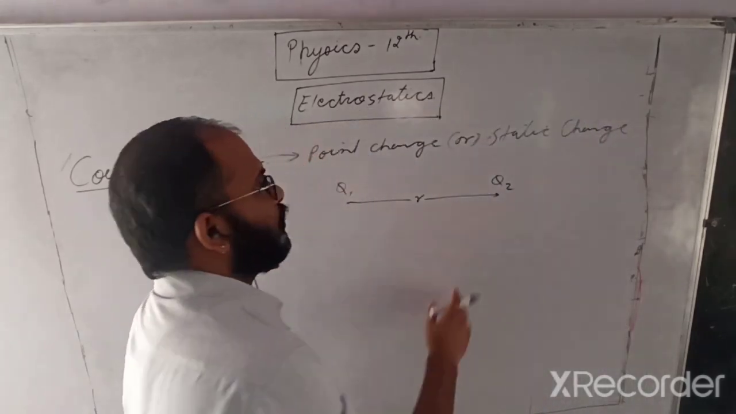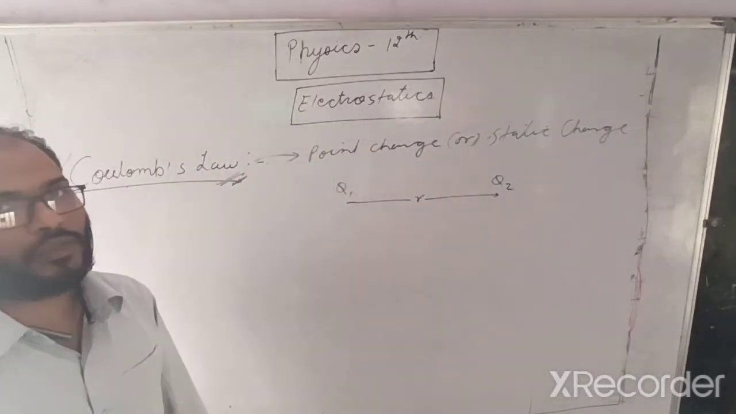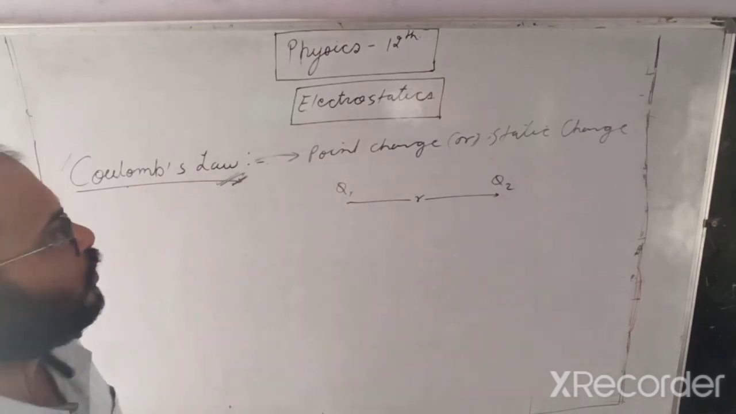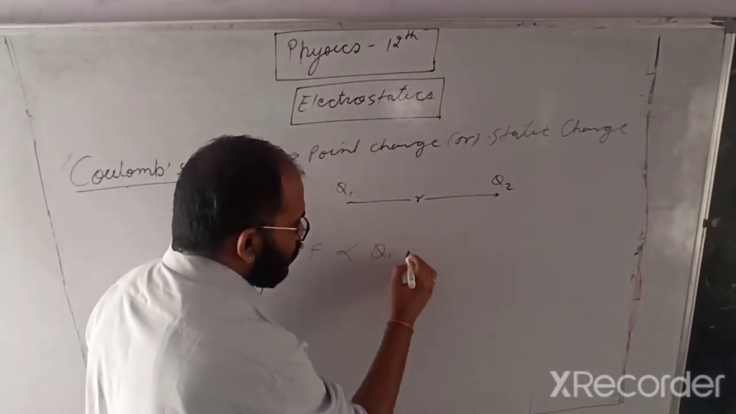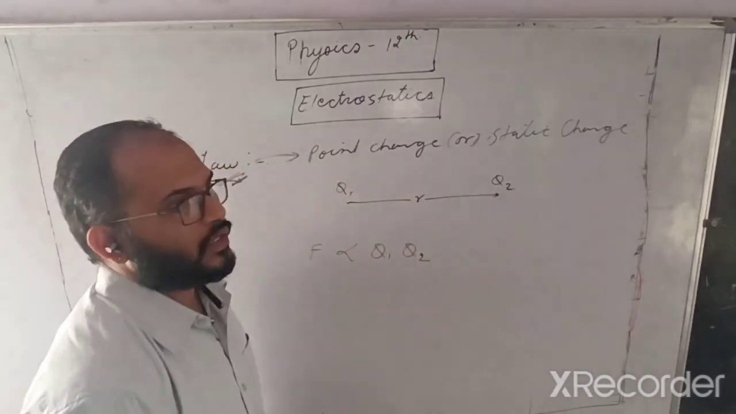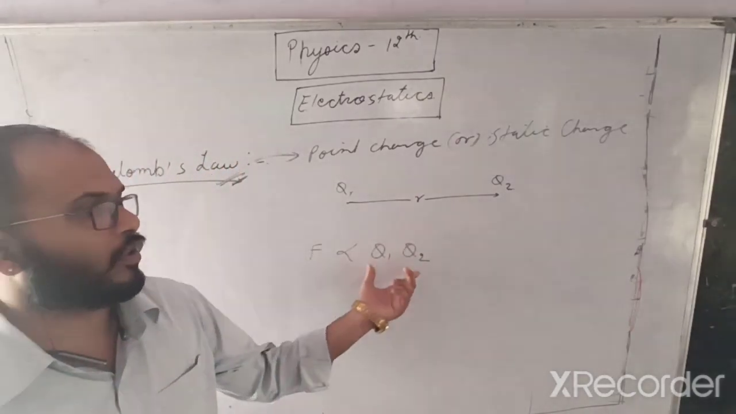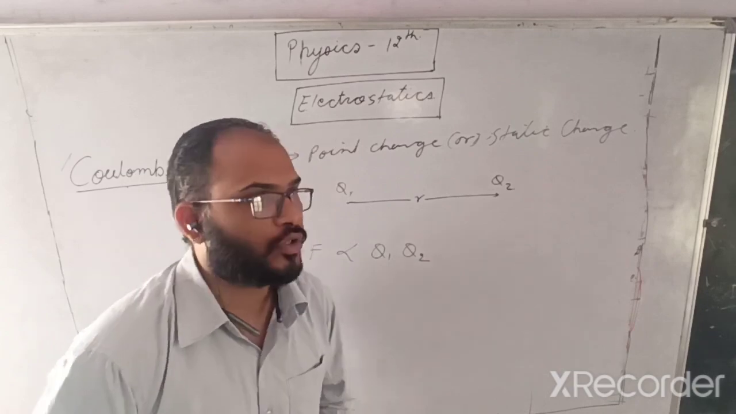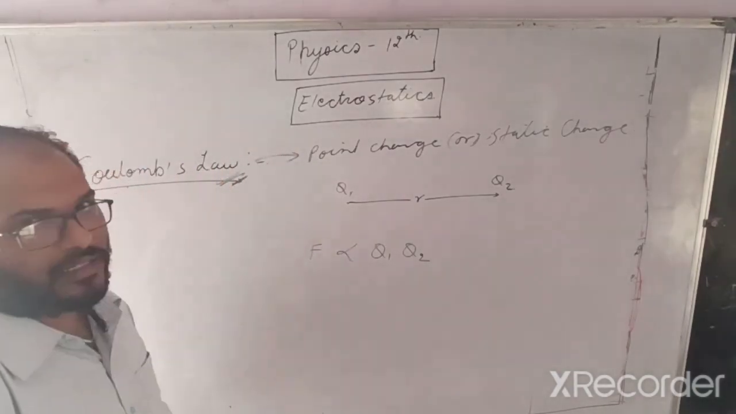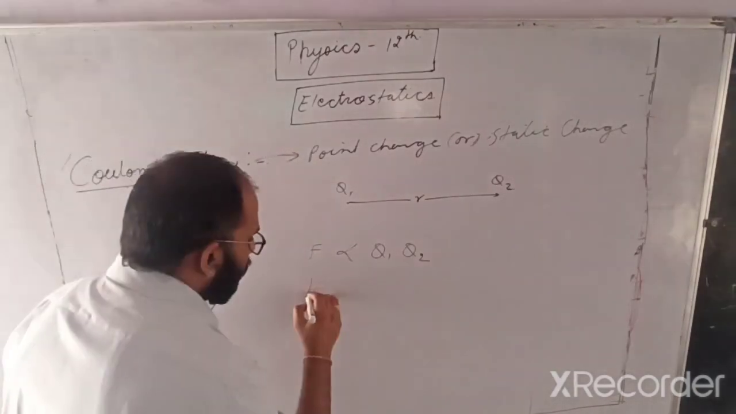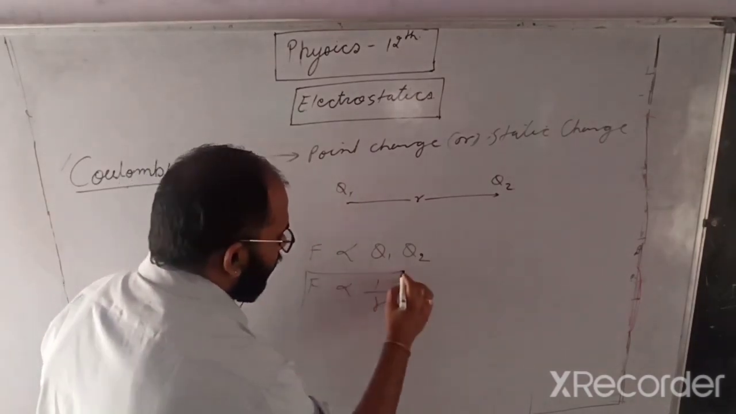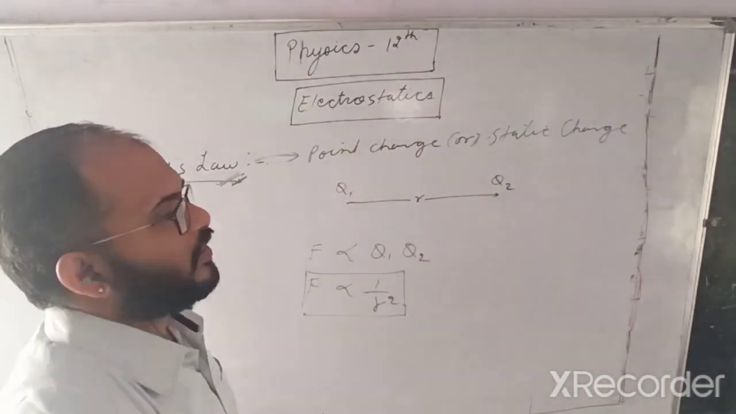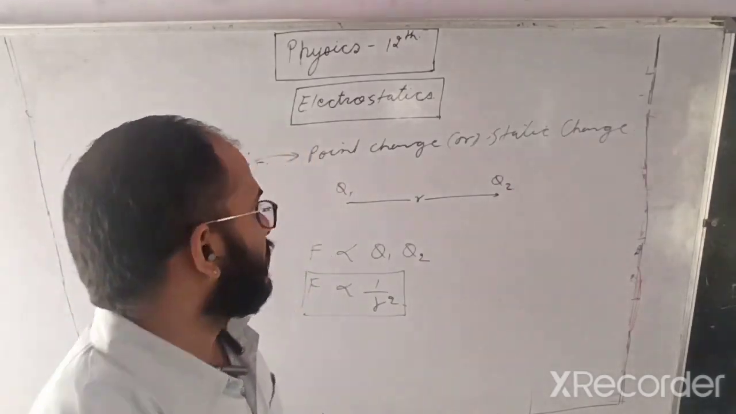The magnitude of force between the two charges, according to Coulomb's law, is defined as F directly proportional to Q1 and Q2, that is, directly proportional to the product of the charges. And it is inversely proportional to the square of the separation between them.